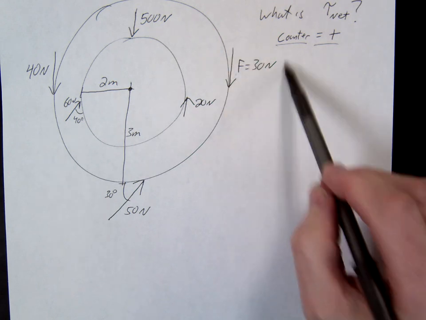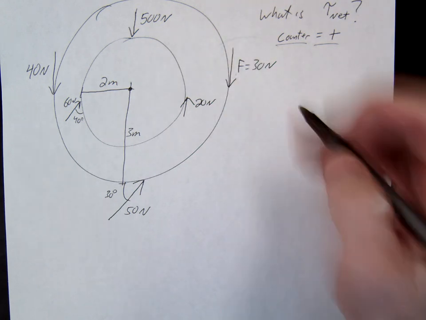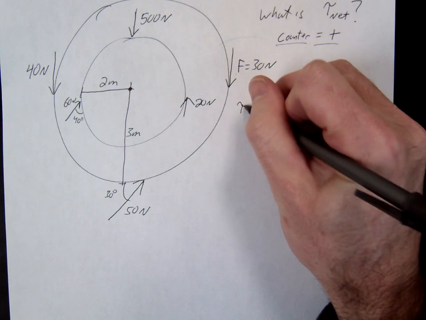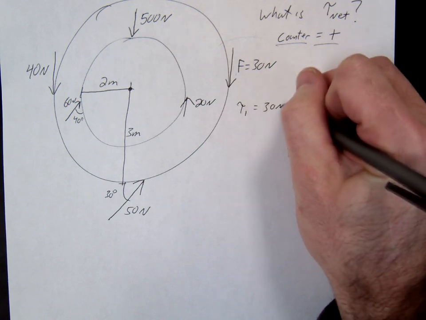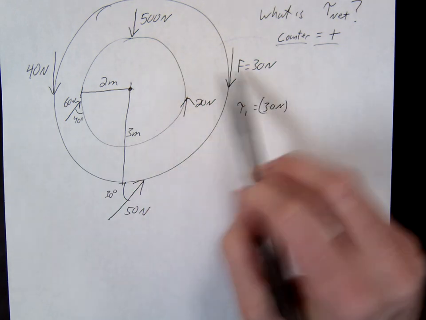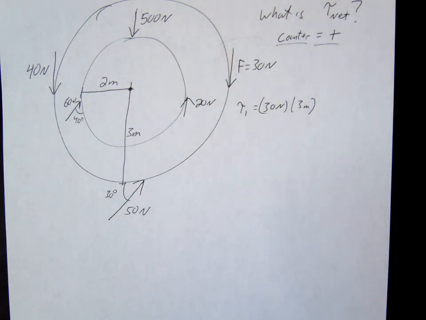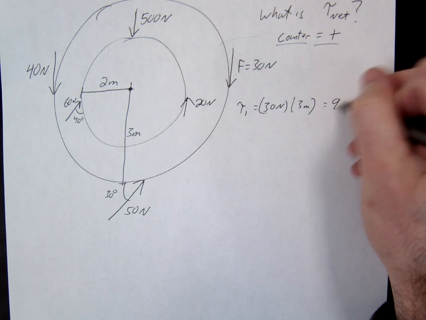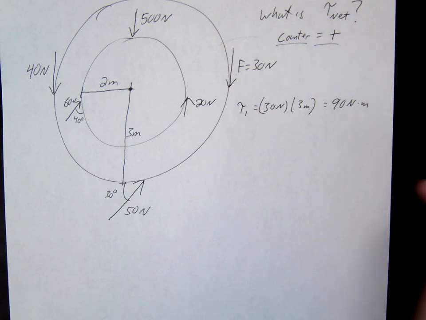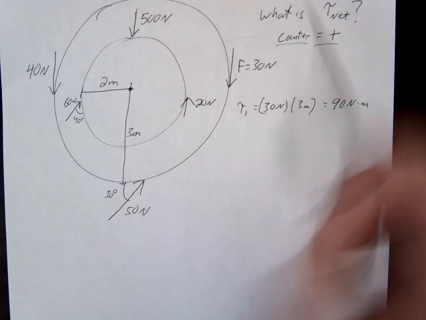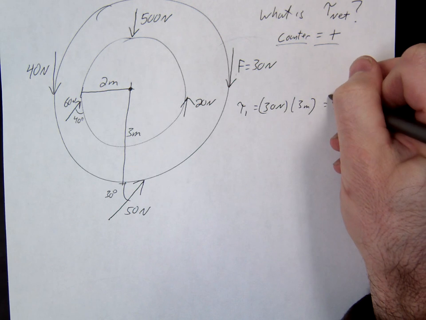So we'll look at the first one here. We have our force, 30 newtons. So we'll call this torque 1, 30 newtons. How far away is it? Radius is 3 meters. Okay, so that first one is going to be 90 Newton meters. Since this is clockwise, I'm going to go ahead and call this negative.